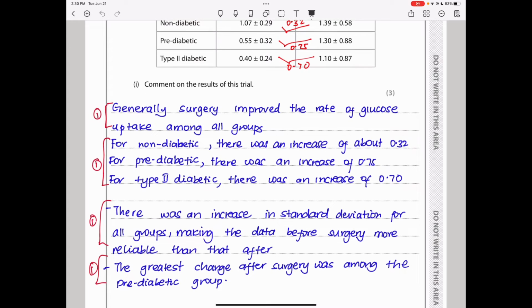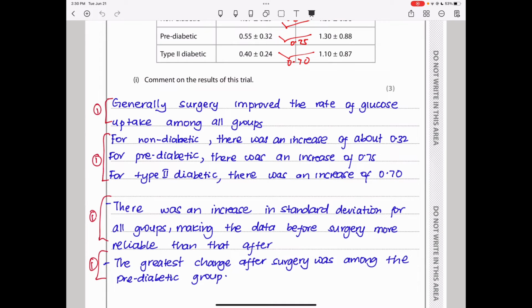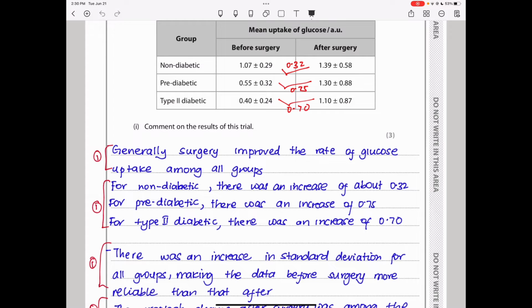And then the third marking point, I can say that there is an increase in standard deviation for all. You can see even the standard deviation increased for all groups, making the data before surgery more reliable. If you look at the error bars, let me use an example. This result here was basically 1.07. The highest value was 1.07 plus 0.29, and the lowest value was 1.07 minus 0.29. That is giving you the range of values.